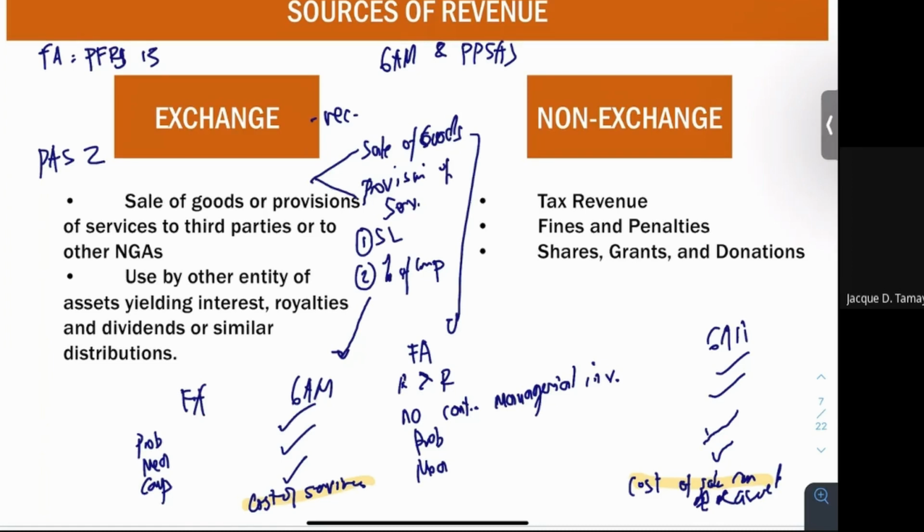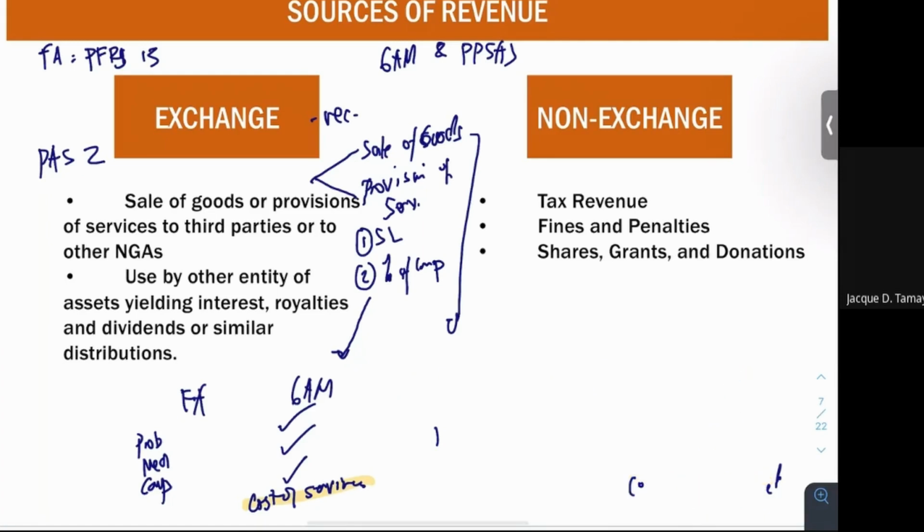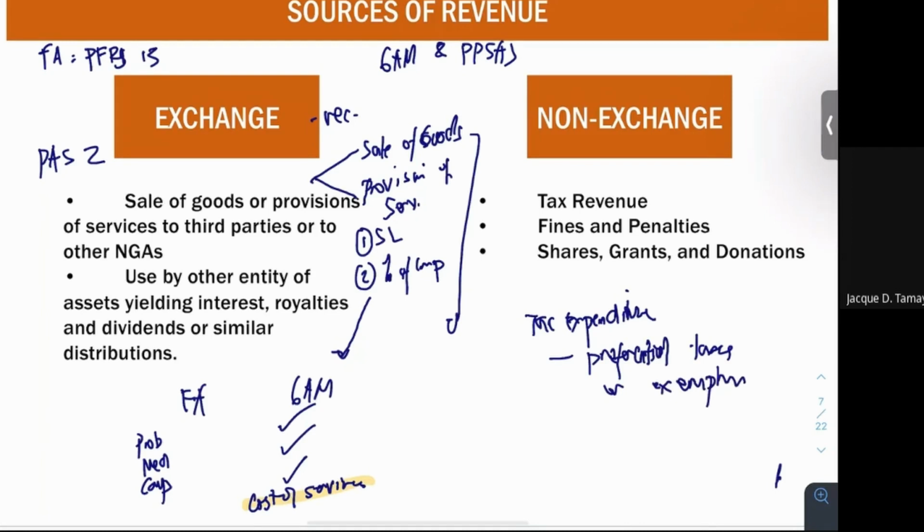But this should not be grossed up with tax expenditures. Sir, what is a tax expenditure? So when we say not grossed up by tax expenditure, a tax expenditure under your GAM is known as your preferential taxes or exemption. Okay. So, for example, you have collected from entity A a tax of 300,000. Entity B should be taxed at 200,000. However, entity B is exempt.